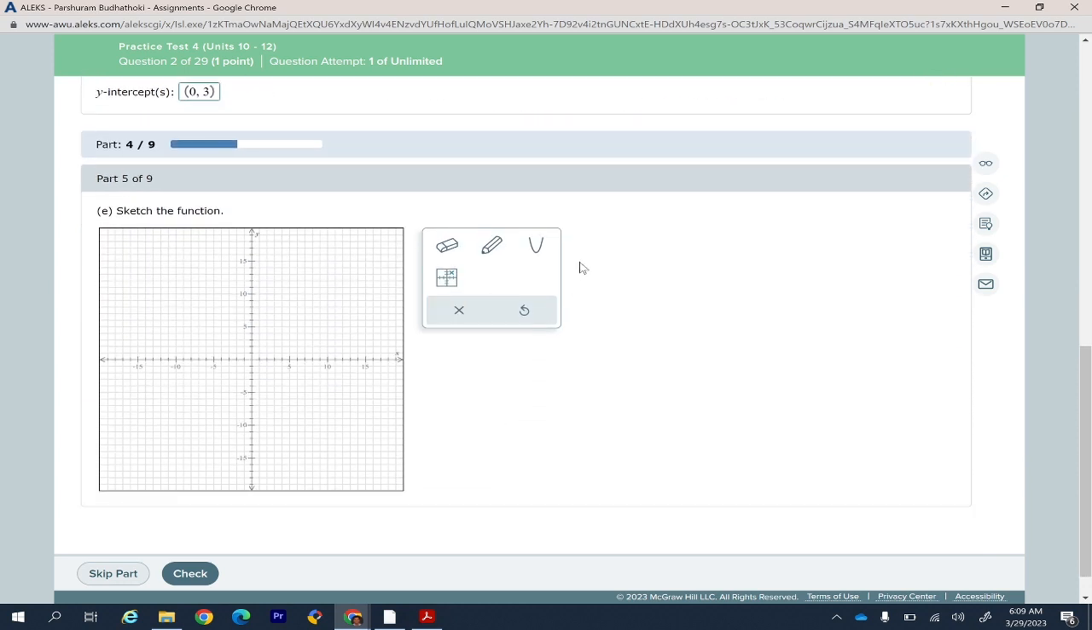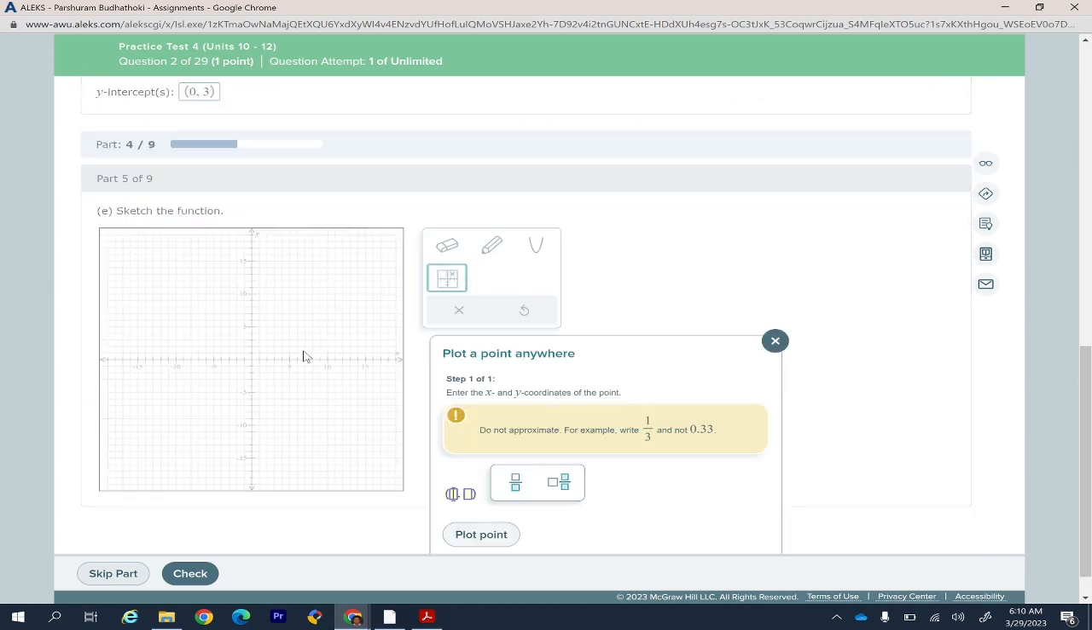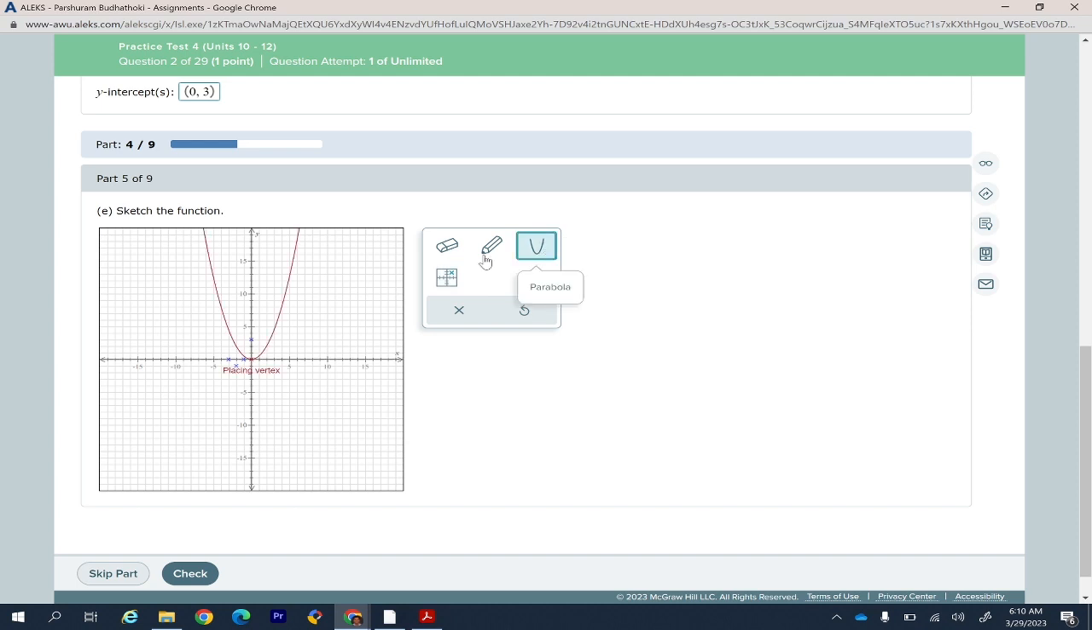And then graph, it's easy to plot. We can plot the vertex, which is -2, -1. We can plot the x-intercepts, which are -3, 0 and -1, 0. We can plot the y-intercept at 0, where the value of y is 3. So with all this information, now we can just click here, put the vertex, which is -2, -1, and then select one of these points. That will be our parabola.